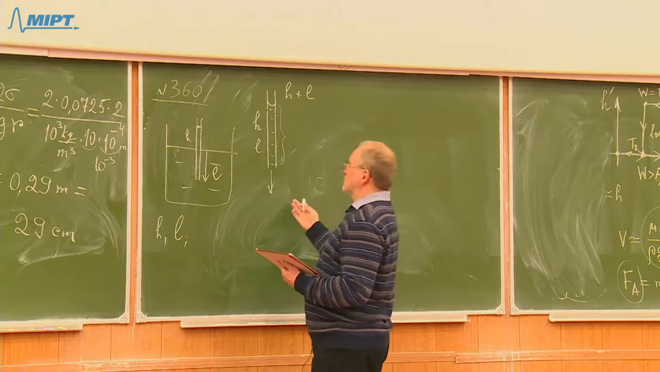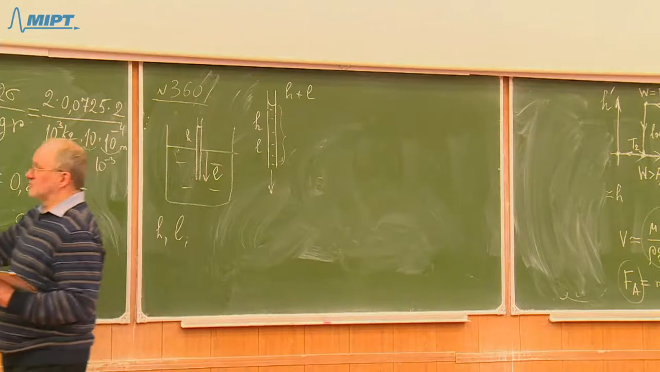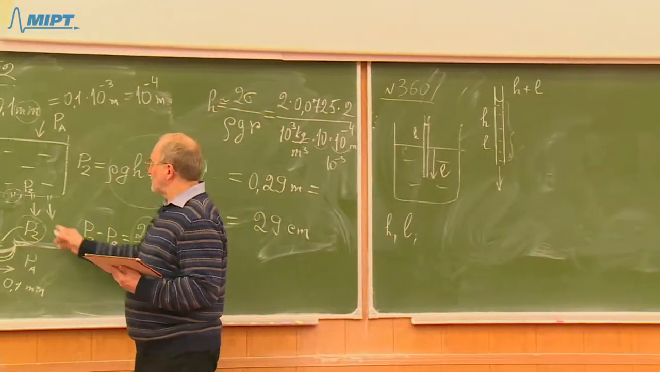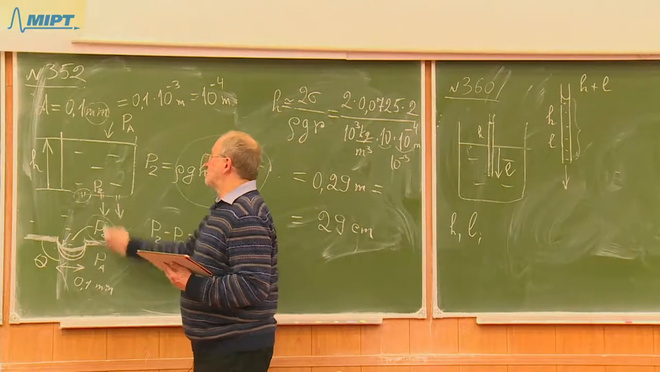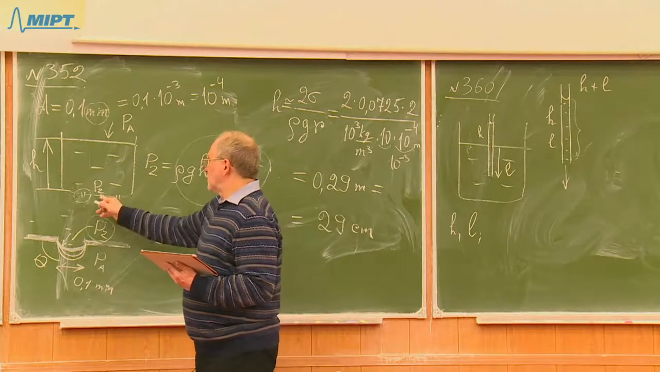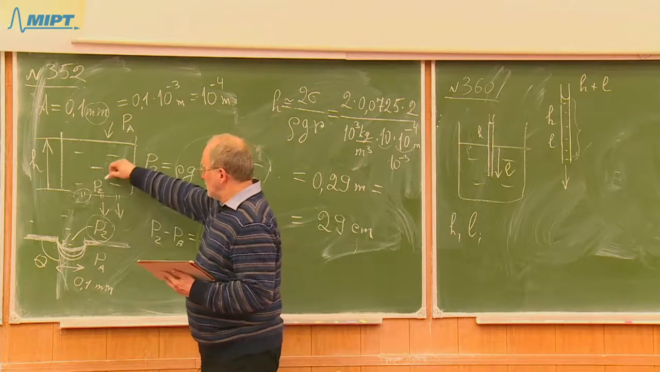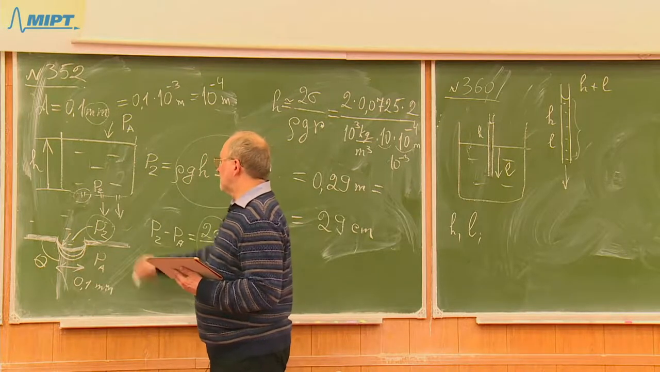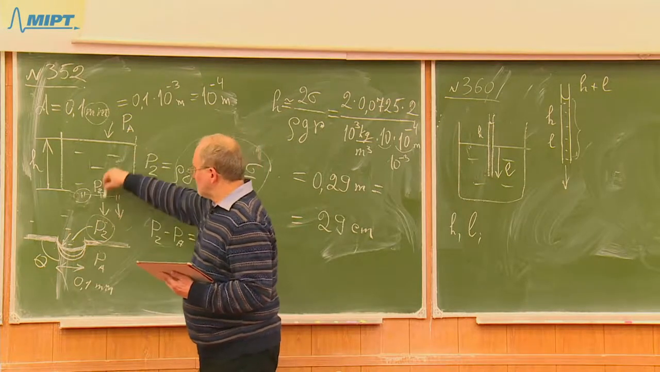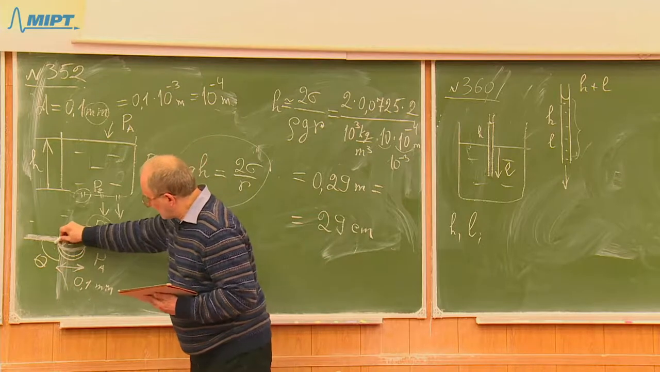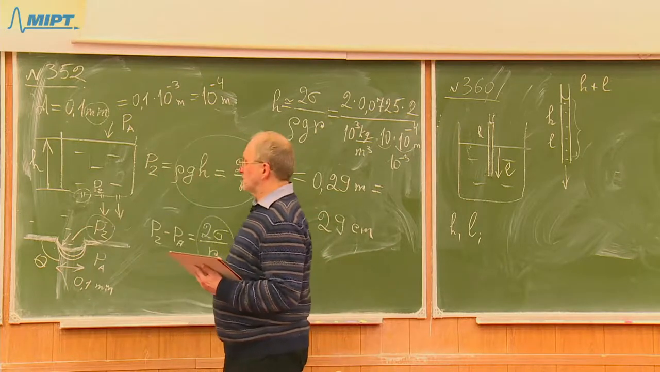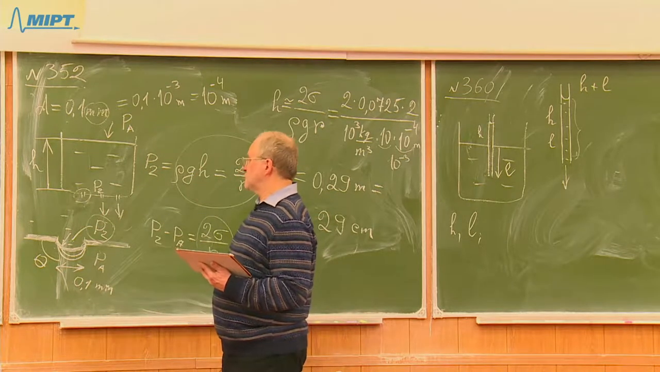It may not be so, as we have seen in the previous problem: the water does not always flow out of the open hole in the bottom. If the hole is of very small diameter, then the water will not flow out. It will be kept by the forces of surface tension.